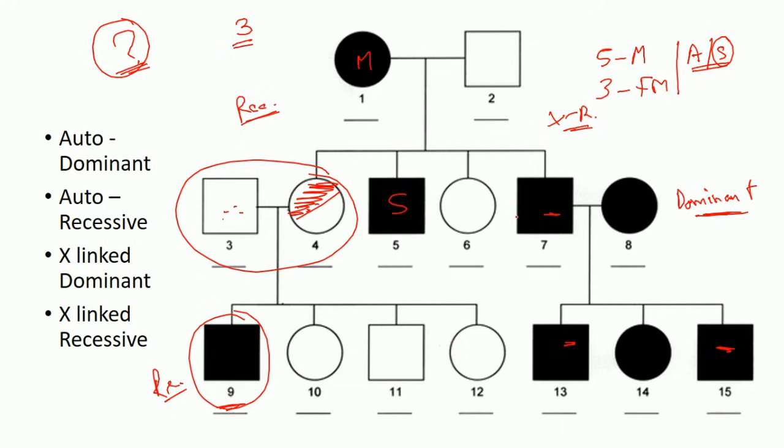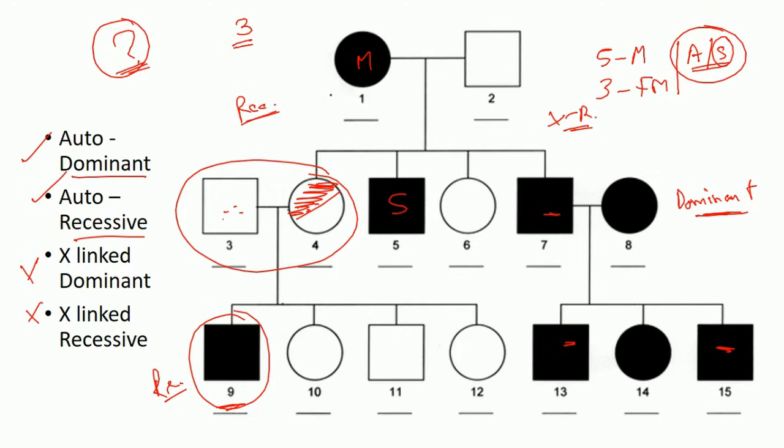So based on that, what we can find is that it is not X-linked, because it is not X-linked dominant and it is not X-linked recessive. So it is definitely not X-linked; we know that it is autosomal. Among autosomal, it could be either dominant or recessive.